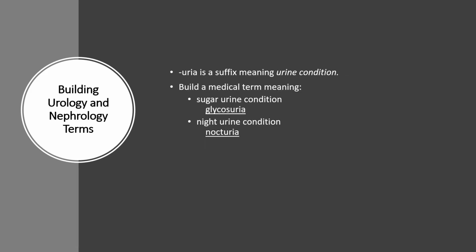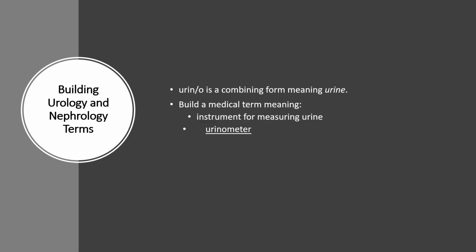Uria is a suffix meaning urine condition. So glycosuria means sugar in the urine, or sugar urine condition. Nocturia means night urine condition. A urinometer is an instrument for measuring urine.